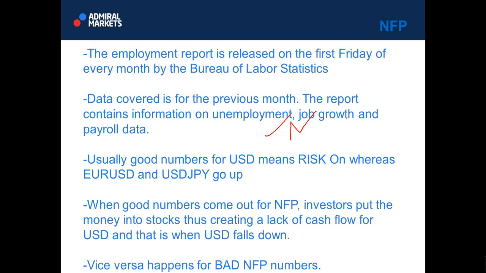So that is a bit of a paradox situation, because if there are good numbers for the US dollar following NFP, that should be dollar strength, not dollar weakness. But what we usually have is risk on currency, where euro dollar and dollar Japanese yen go up, especially euro dollar, because euro is a risk currency. So if there is a risk on, euro dollar usually goes up.